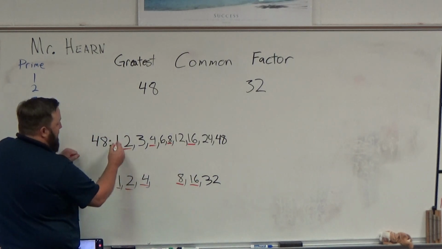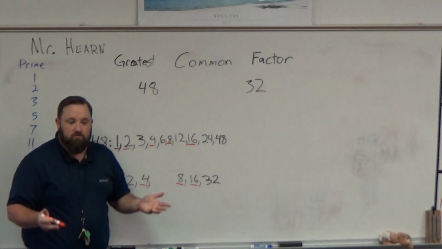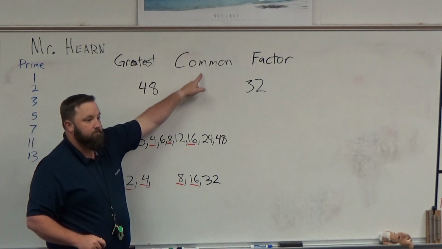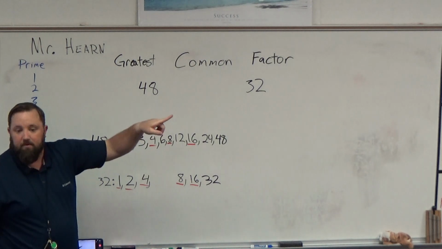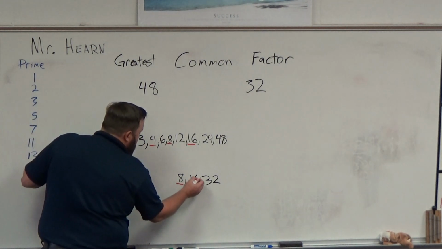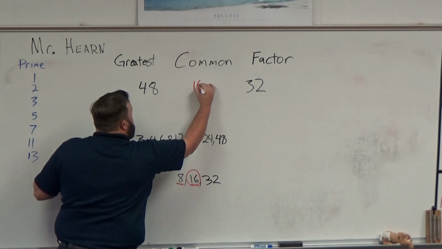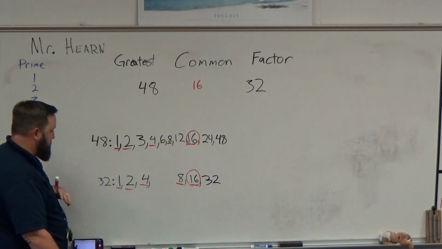So now I see that I have 1, 2, 3, 4, 5 common factors of 32 and 48. But what does this say? It wants the greatest common factor of 32 and 48. So which number is the largest? That number is 16. So 16 is the greatest common factor of 48 and 32.